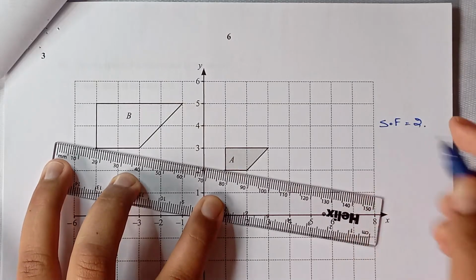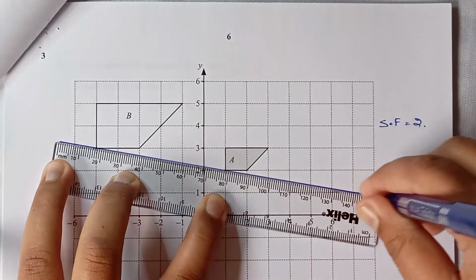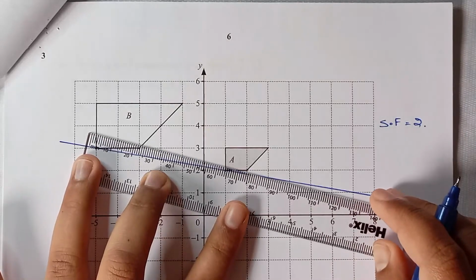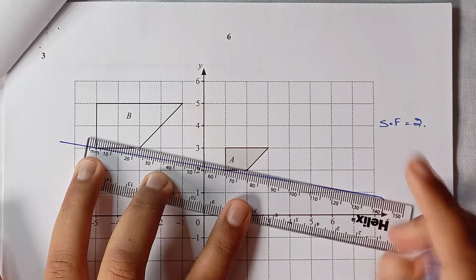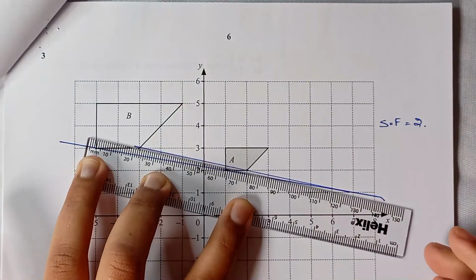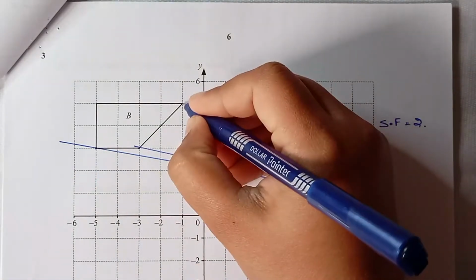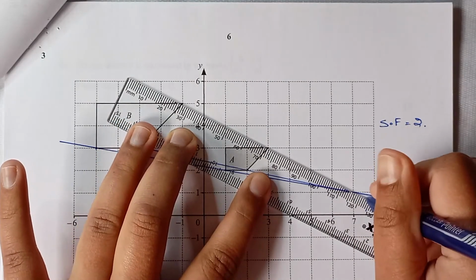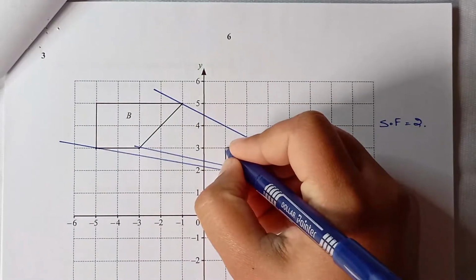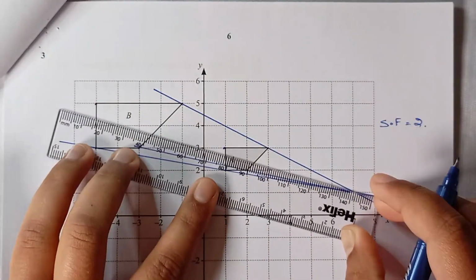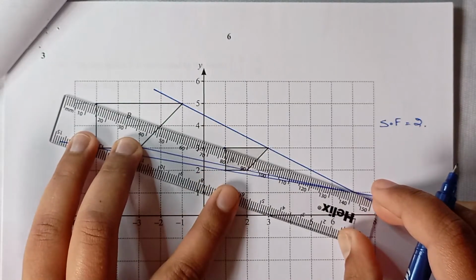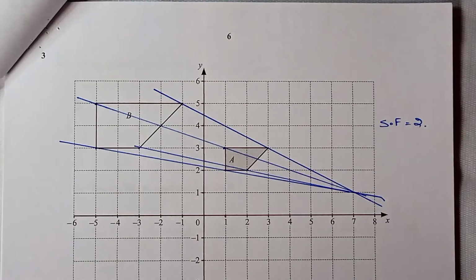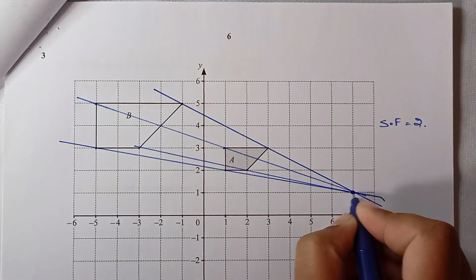Right, and this point would be this point. So let me connect these 2 as well. Right, and this point would be this point. Right, and the last, this point would be this point. So as we can see, all the 4 lines pass through this point. Here x is 7 and y is 1.